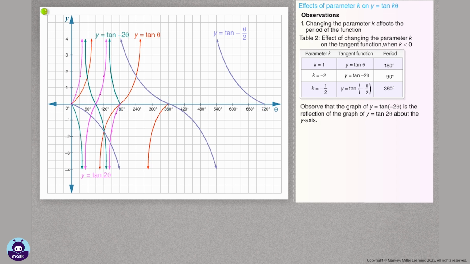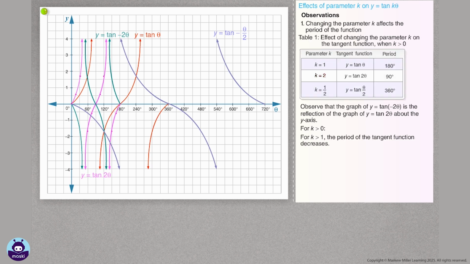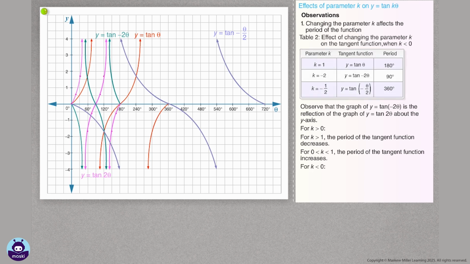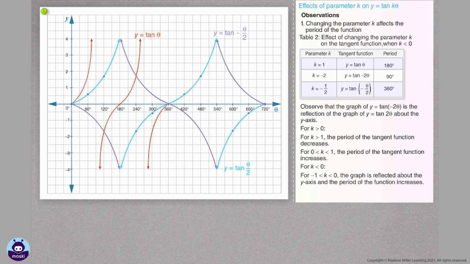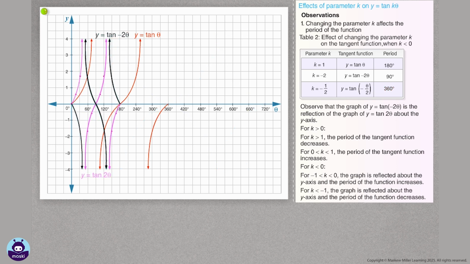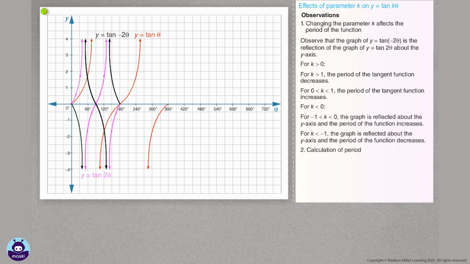Let us summarize our findings on the effect of parameter k on the tangent function. For k greater than 1, the period of the tangent function decreases. For 0 less than k less than 1, the period of the tangent function increases. For negative 1 less than k less than 0, the graph is reflected about the y-axis, and the period of the function increases. For k less than negative 1, the graph is reflected about the y-axis, and the period of the function decreases.